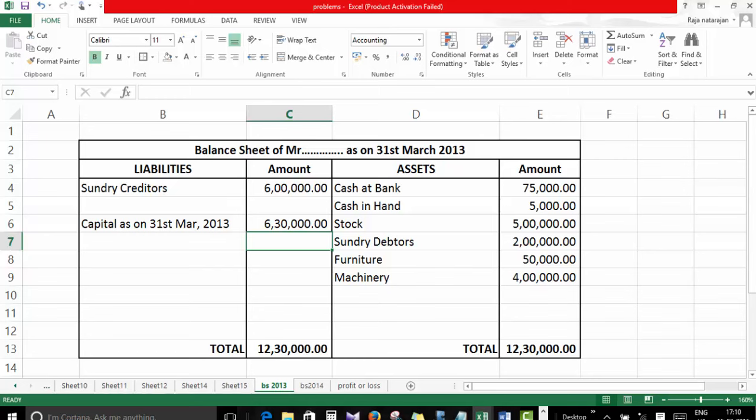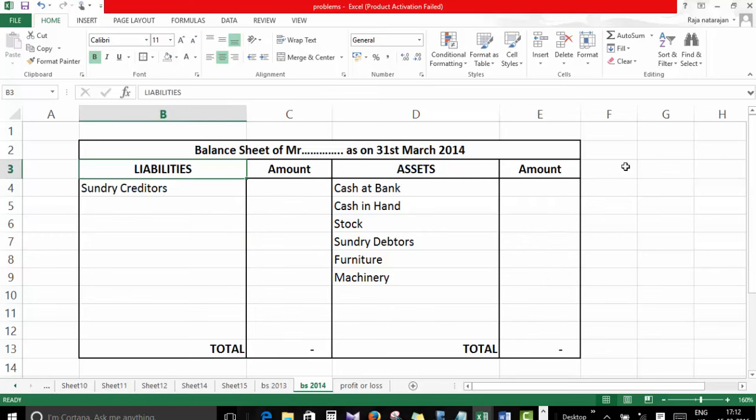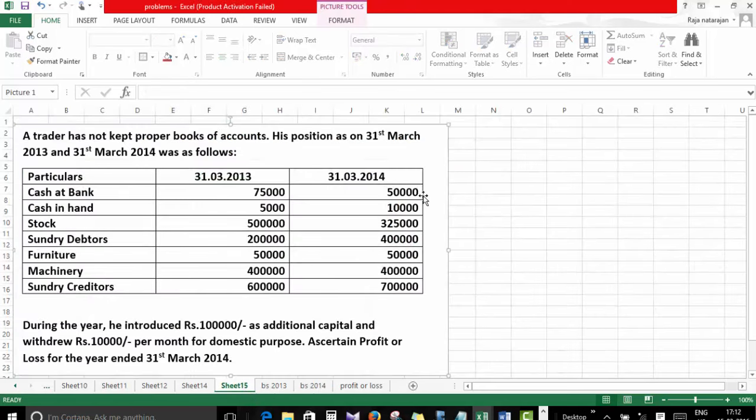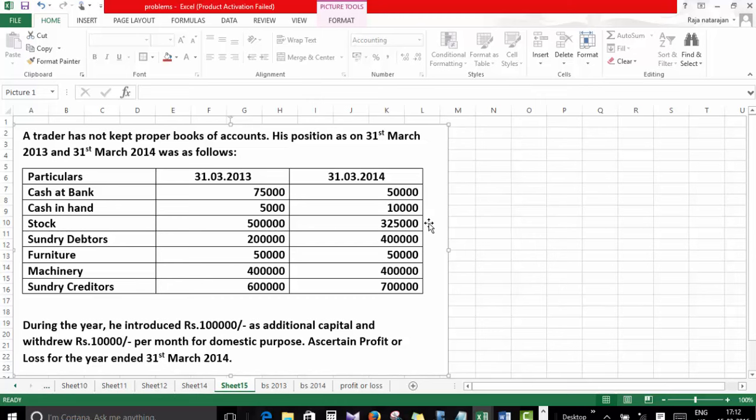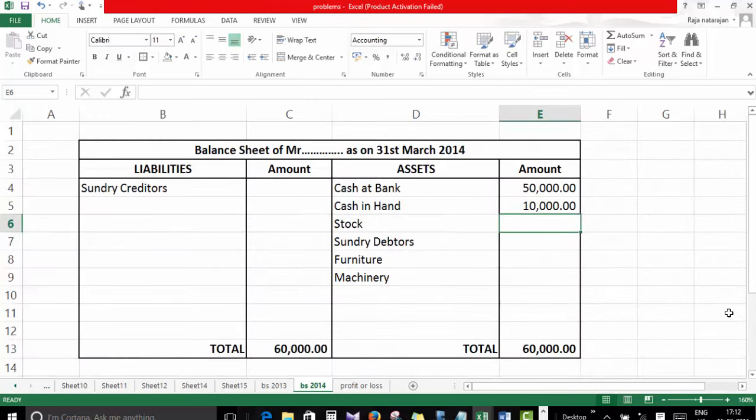Now we have to find out the position as on 31st March 2014. I have the structure ready here, so we have to pick up each and every piece of information. Cash at bank in 2014 is 50,000. In hand, it is 10,000. Then stock is 3 lakh 25,000, debtors is 4 lakh.